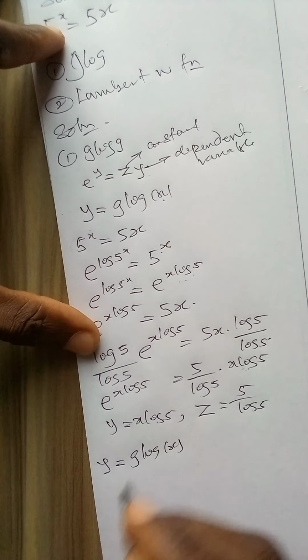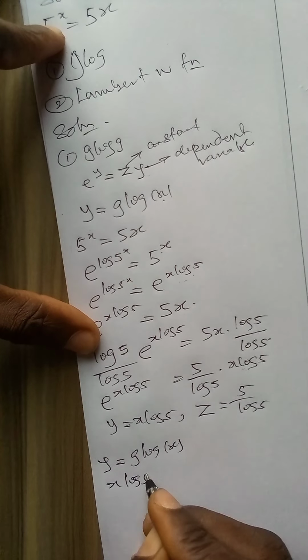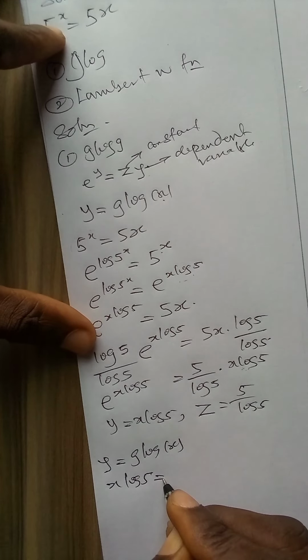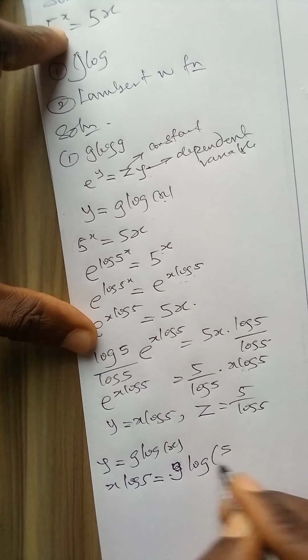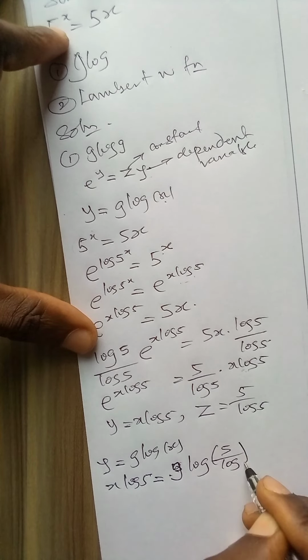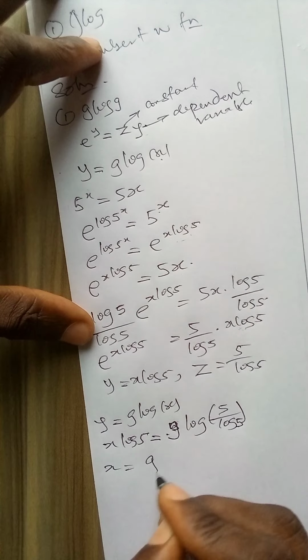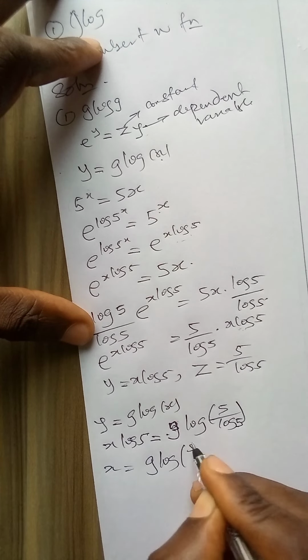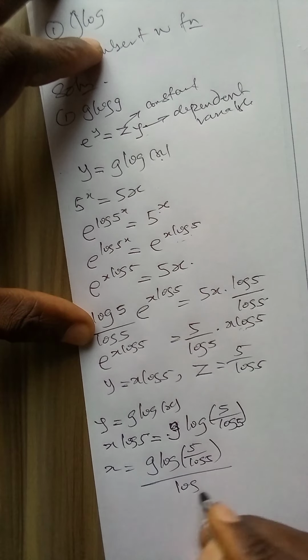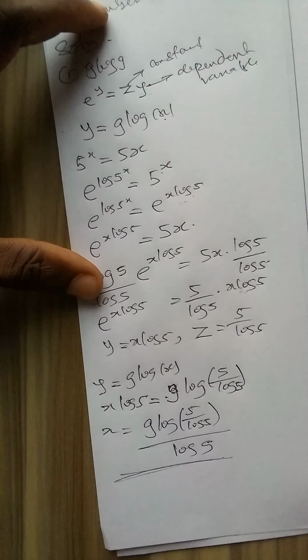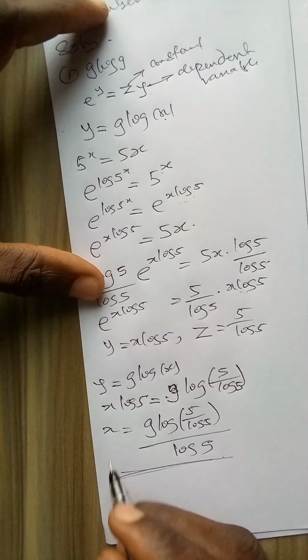So applying this formula now, y will be g log x. So our y is x log 5. It will be equal to g log of 5 over log 5. x equals g log of 5 over log 5, all over log 5. This is the solution to the equation.